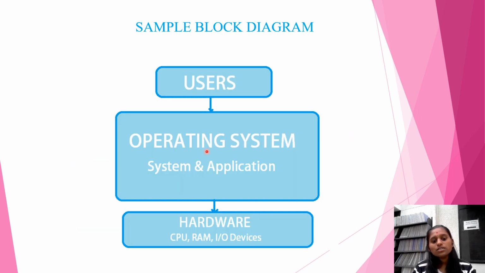Here is a sample block diagram of operating system. These are the users, and it is the operating system, and it is the hardware. Hardware includes CPU, RAM, IO devices, etc. It acts as the interface between user and hardware.